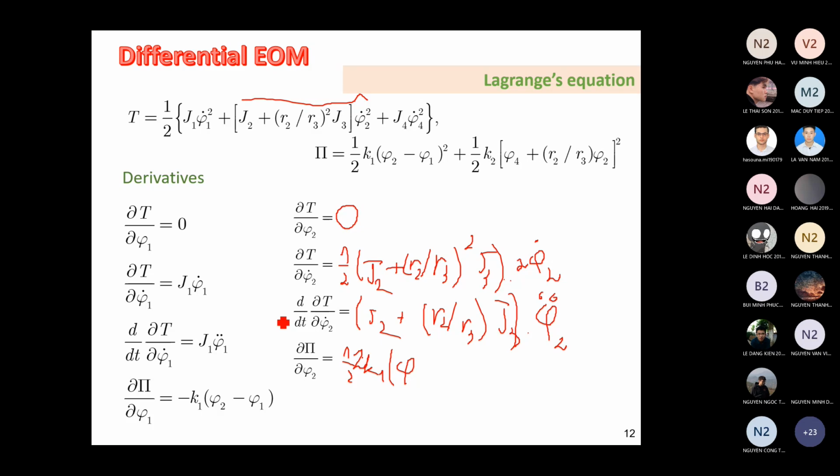Ô thế quên hết cả cách đạo hàm rồi à? Đạo hàm cái này theo phi 2 thì cái bình phương này thành 2 nhân với cả cái miền bên trong này, đúng không? Có đúng không? Hay là không phải nhỉ?